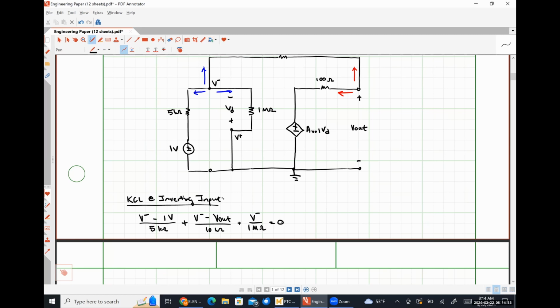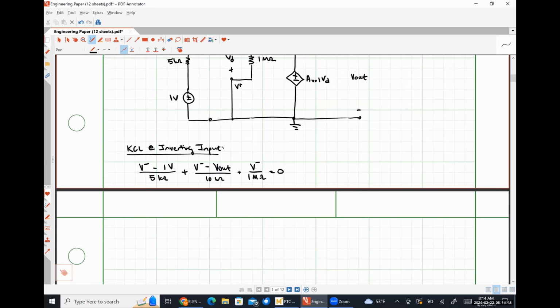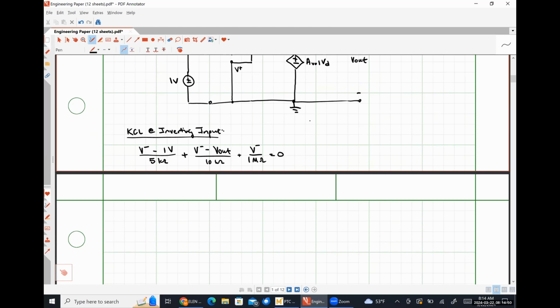And so we can see pretty easily by applying Kirchhoff's current law here that we have 2 unknown quantities. So we're going to need at least 1 more equation. That second equation is going to come from applying Kirchhoff's current law at the output node, which I can sneak in over here, I believe.